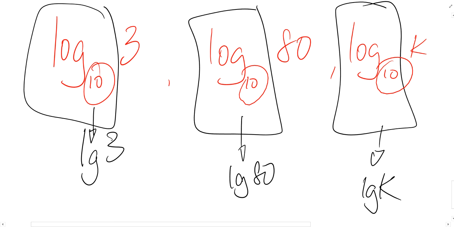Now, this, we will call it the common log because it is very commonly used. It's log 3, log 80, log k. The complete name will be common log 3, common log 80, common log k. But usually we don't say that, we just say log. As long as I say log, take it to mean that it's base 10. Unless I say log base 3, then obviously it's base 3. If I don't say the base, it is assumed to be 10.